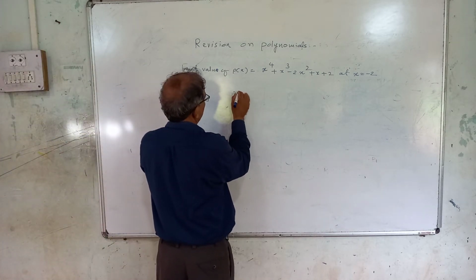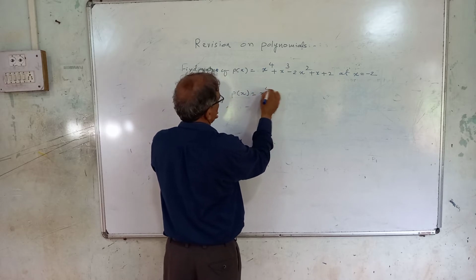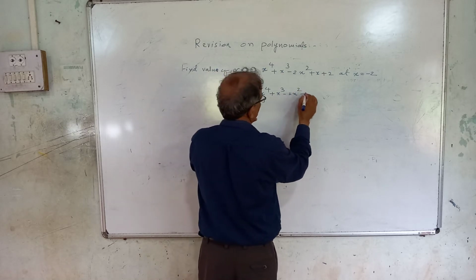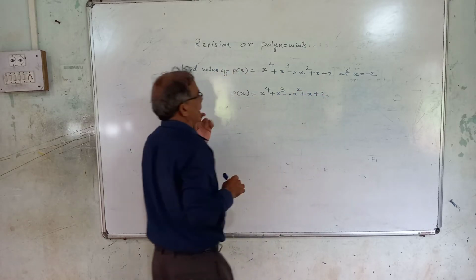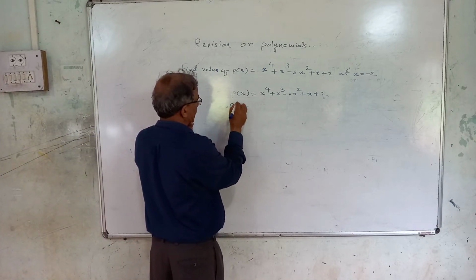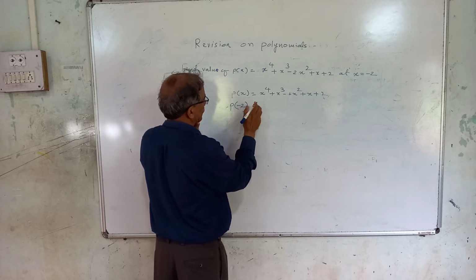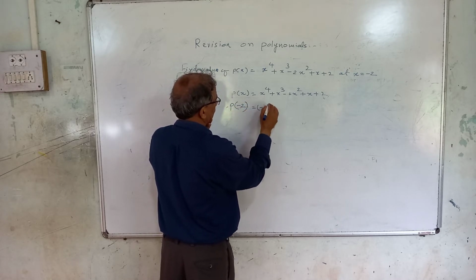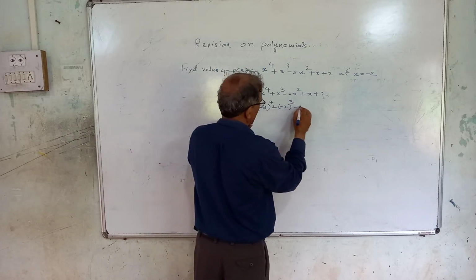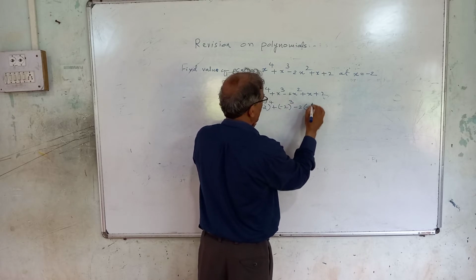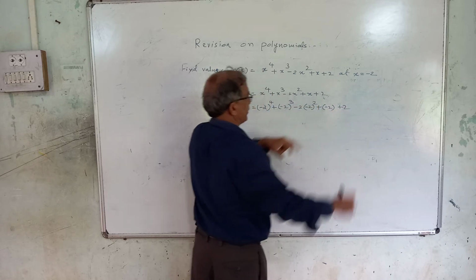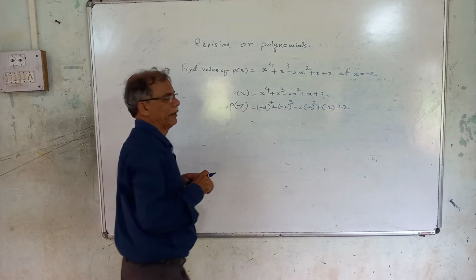So again you can write here p(x) is equal to x raised to 4 plus x cube minus 2x square plus x plus 2. And we want to find the value of this at x is equal to how much? Minus 2. So substitute in place of x minus 2: p(-2) is equal to (-2) raised to 4 plus (-2) cube, minus 2 into x square means (-2) square, plus x means minus 2, and plus 2. Now we have to simplify.